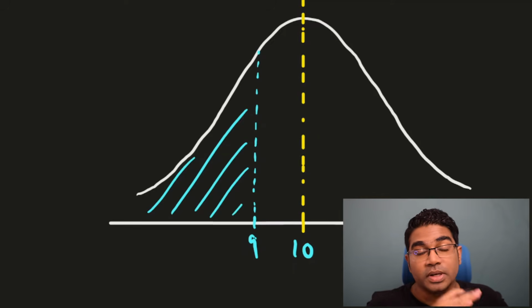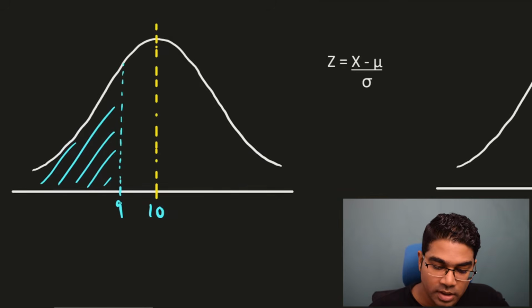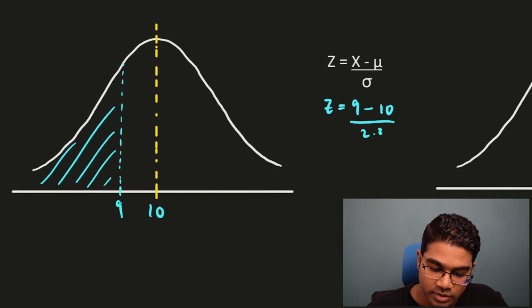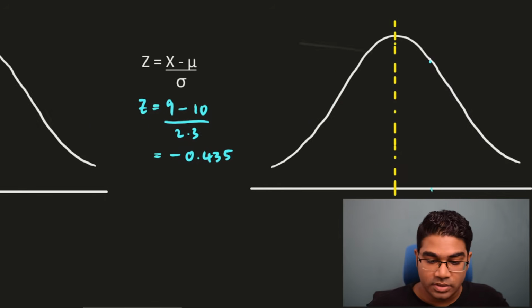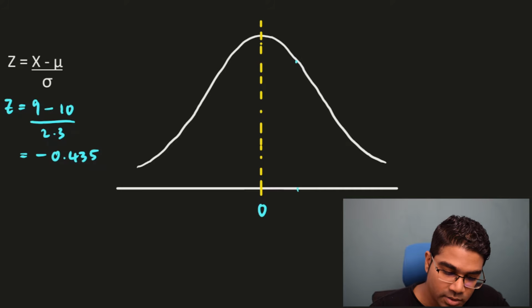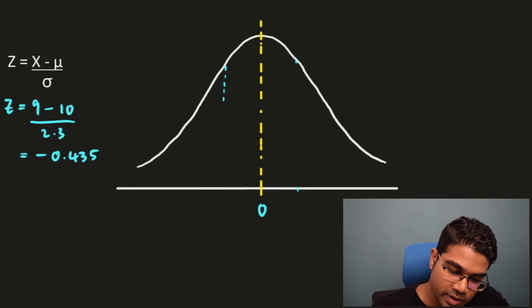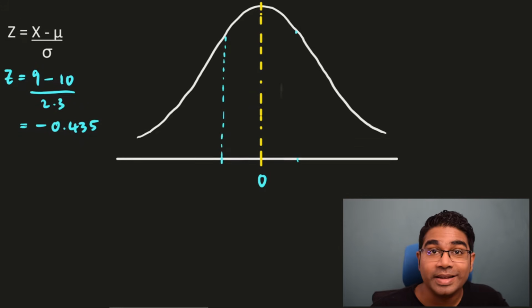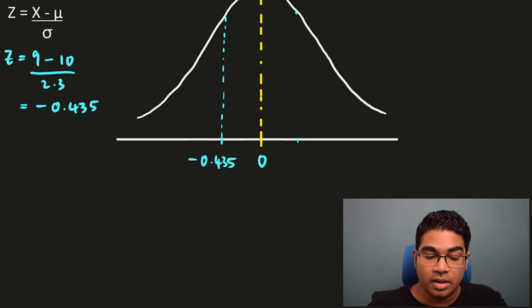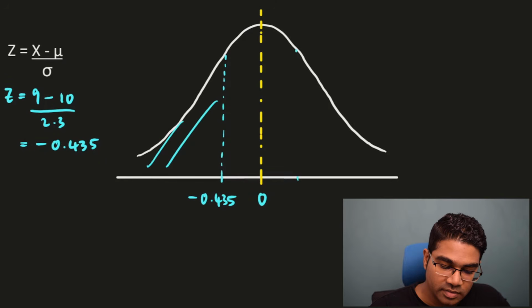The first thing to do would be to convert to our z-score. The z-score for 9, z will be equal to 9 minus 10 divided by 2.3, and the value here is negative 0.435. Once we have our z-score, then we can use the standard normal distribution. Mean is 0, and we have the value for 9. The corresponding z-score for 9 is negative 0.435. And we're going to look for this area.